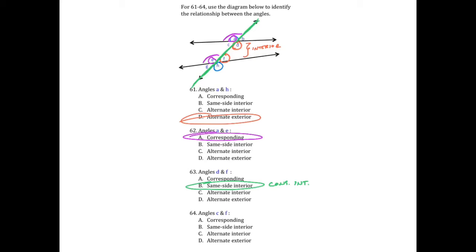And 64 talks about C and F. Angle C and angle F. Interior angles again, but this time they're on opposite sides of the transversal, so we call those alternate interiors.